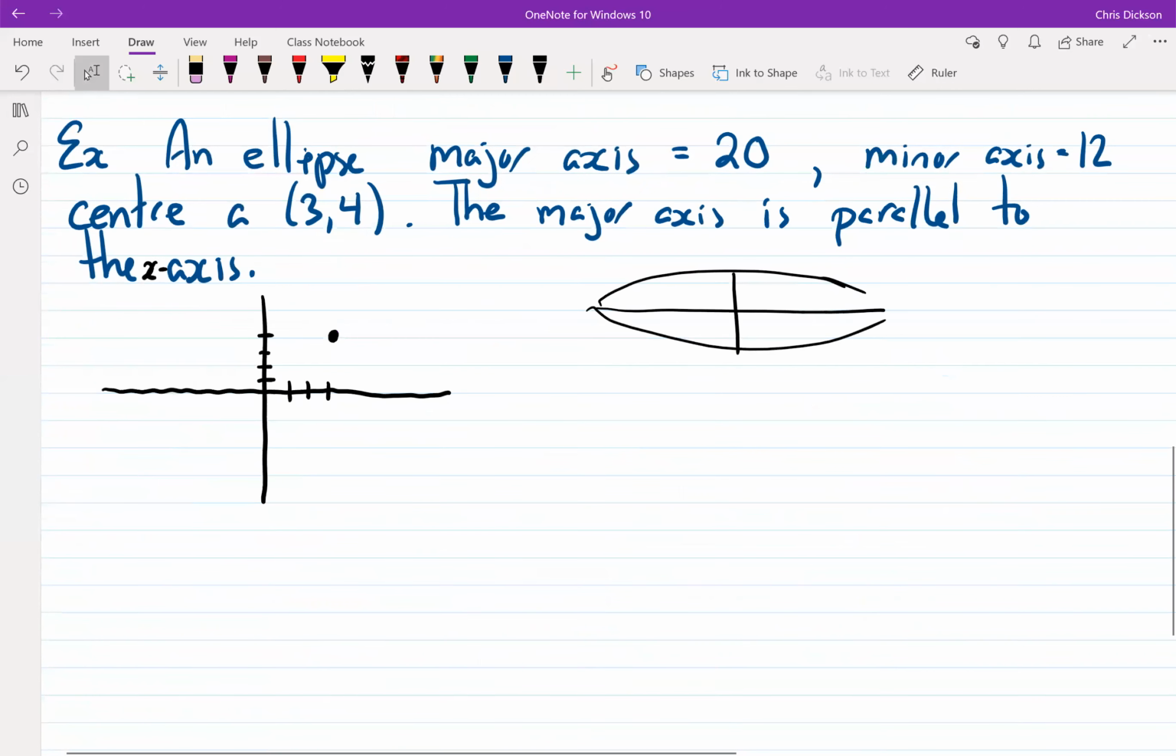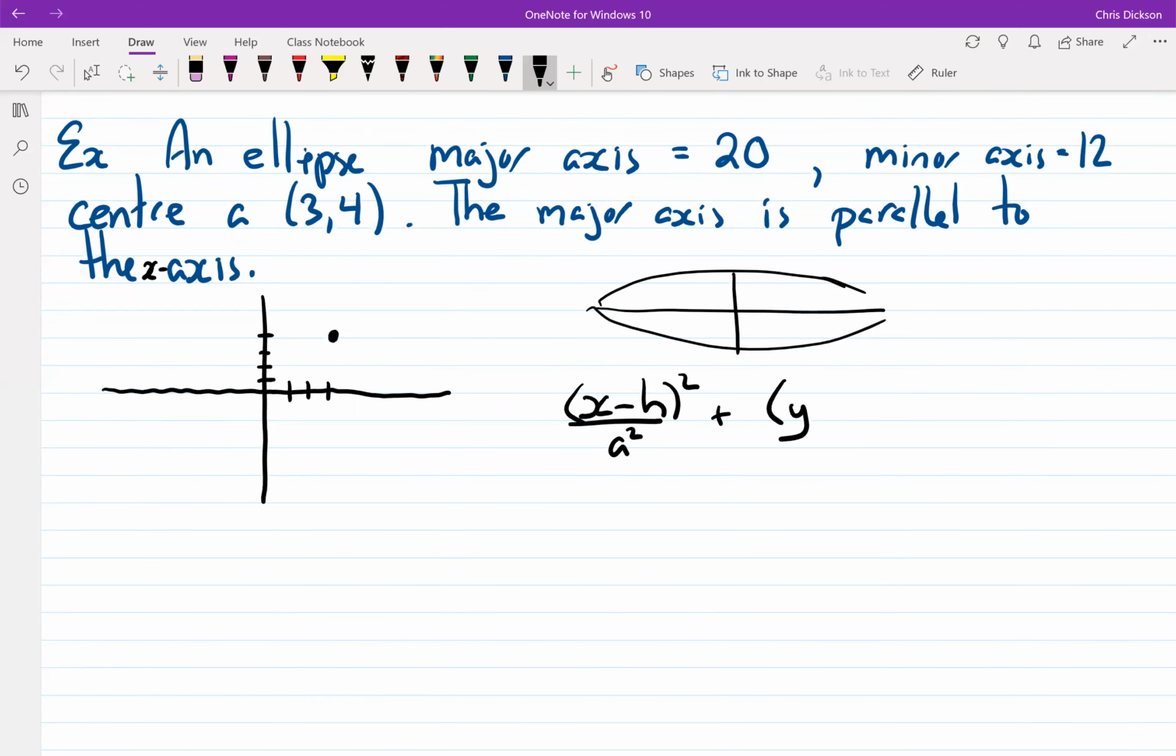So let's go (x minus h) all squared all over a squared plus (y minus k) all squared all over b squared equals 1. Now, for this question, you need 4 bits of information to complete the equation. So you need your h value, your k value, your a value, and your b value. The h value has to be 3, because that's the center part for the x, and the k value has to be 4.